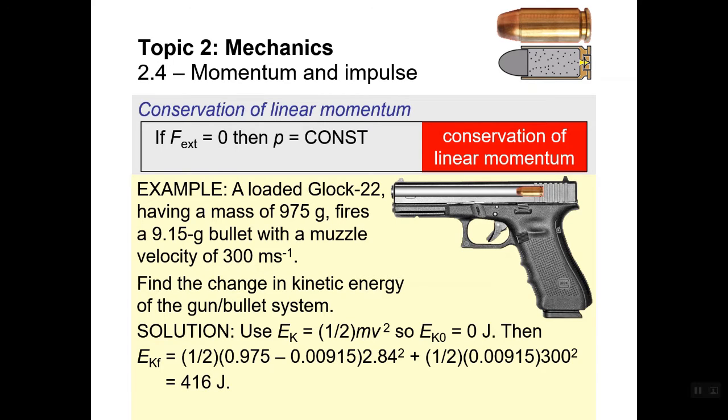Change in kinetic energy is final kinetic energy minus the initial kinetic energy. Final kinetic energy is 416 joules minus 0, which gives us 416 joules.